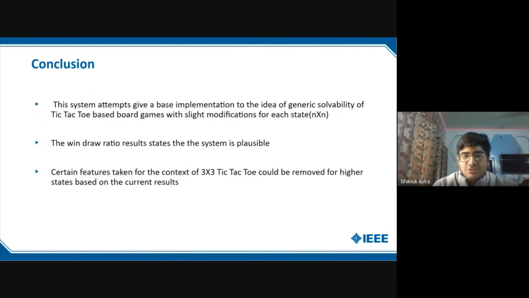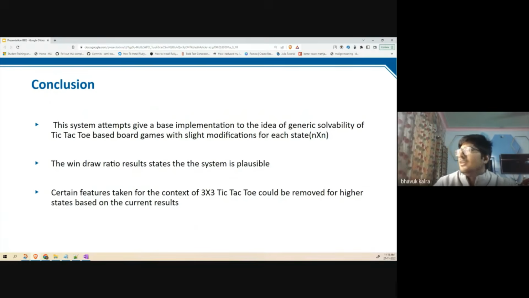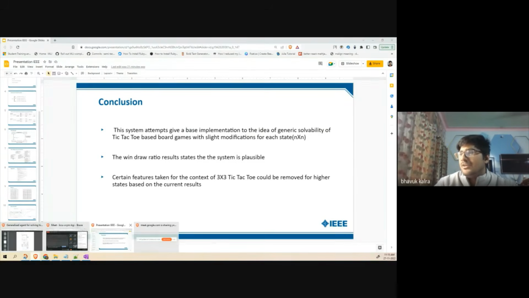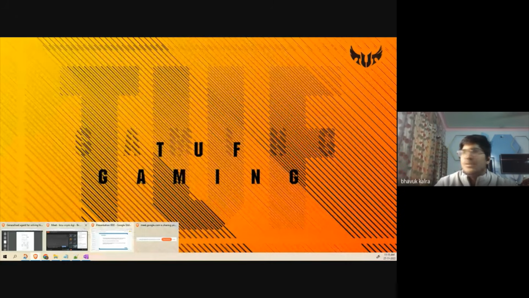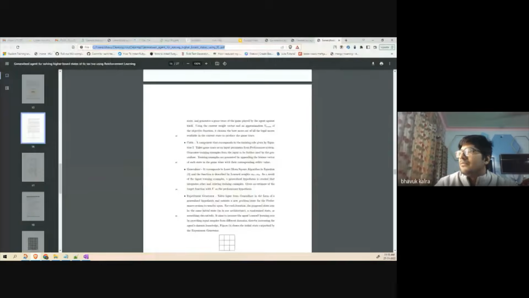So in the conclusion, this is a very beginning study, and this attempts to give a base implementation to the idea of generic solvability of tic-tac-toe. So the win-draw ratio is also very plausible in this, that we can see a linear curve that it's improving with time. So to extend it to the future board states, if you have the feature vector defined here, you need to make very few tweaks in your code. Let me just bring up that slide again.